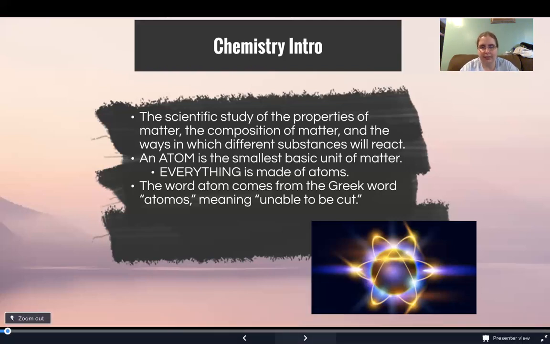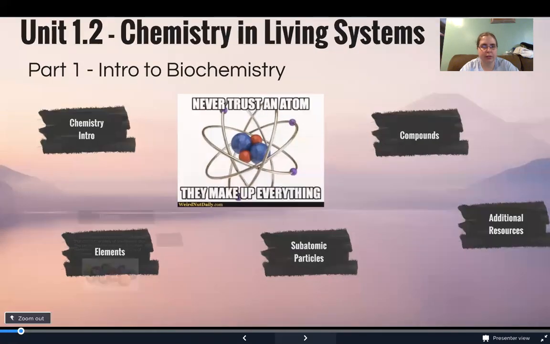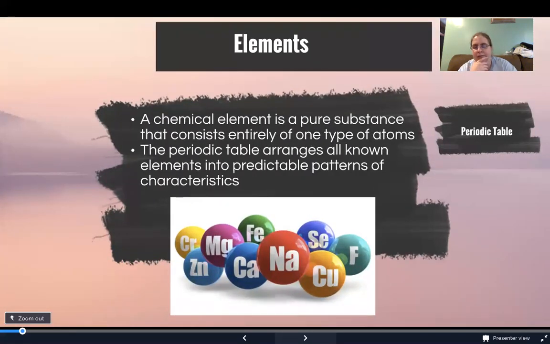All right. So let's move on to something called elements. Now, a lot of us have seen elements in the periodic table, or we know some of them like oxygen or carbon or hydrogen. And what an element is, it's a pure substance that consists entirely of one type of atom.